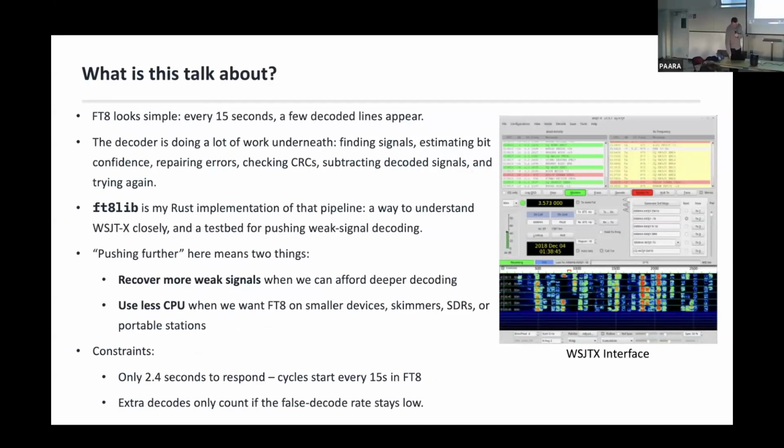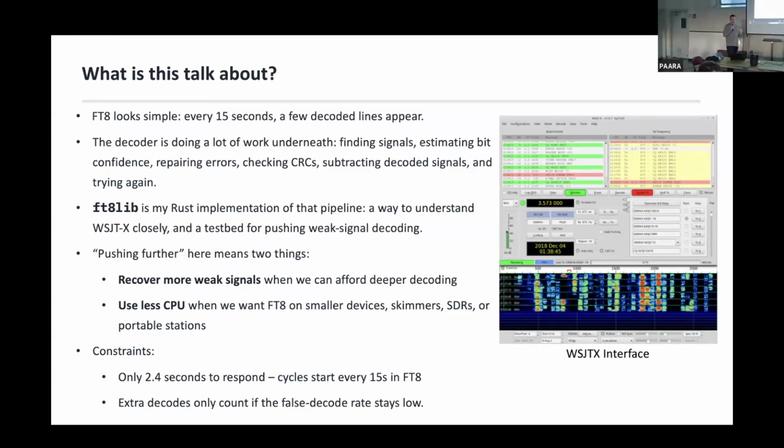So what is it? It's FT8. It looks simple. Every 15 seconds, somebody transmits and someone receives. You get a little message, and you're using an application like WSJT-X on the right, and you just get a few of these decoded lines appearing. But under the hood, the decoder is doing a lot of work: finding signals, estimating bit confidence, repairing errors, and checking these CRC codes to detect if there's anything left. And then it does all these subtractions, and this is the simplified version of it.